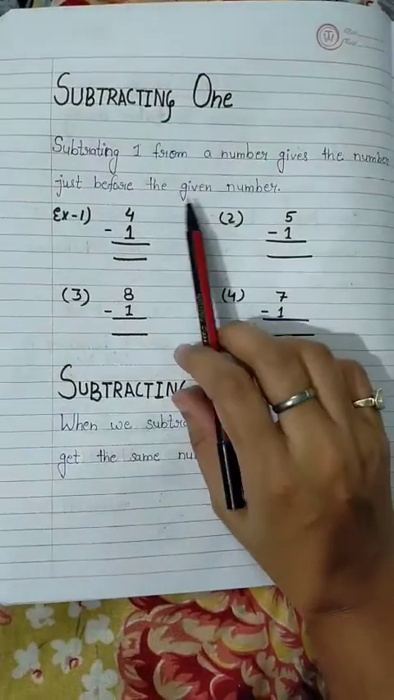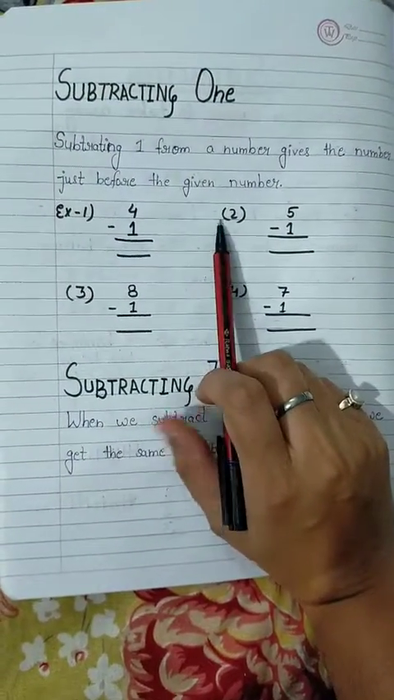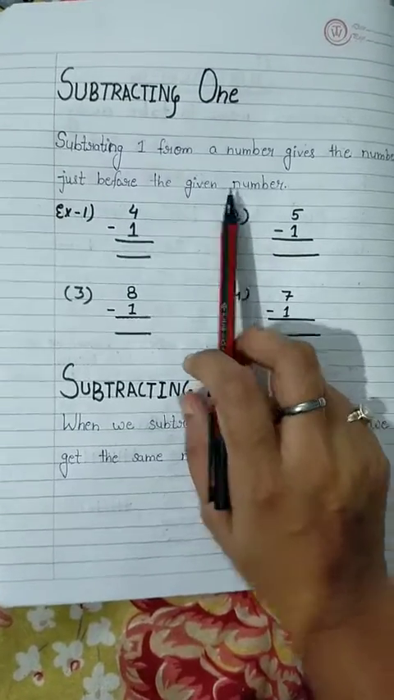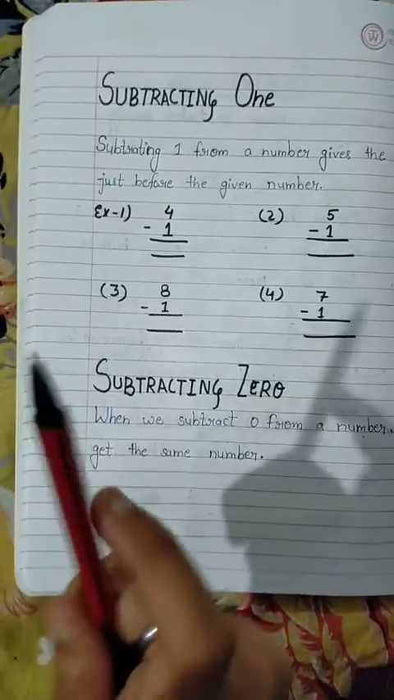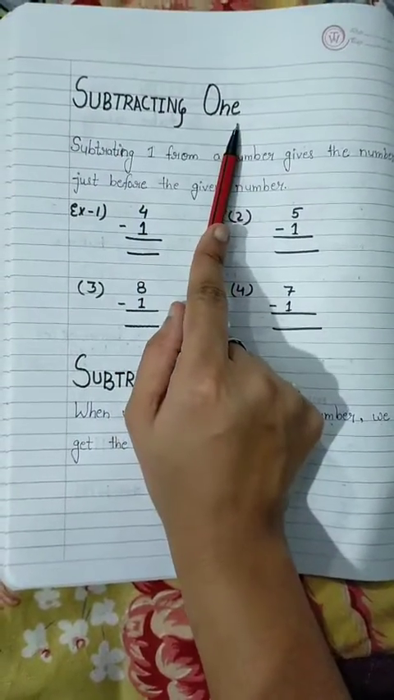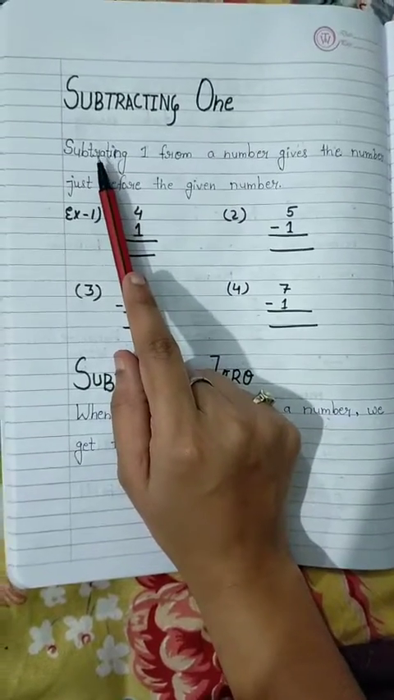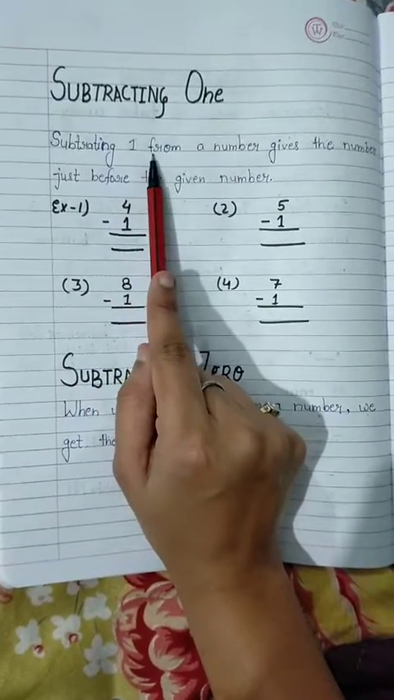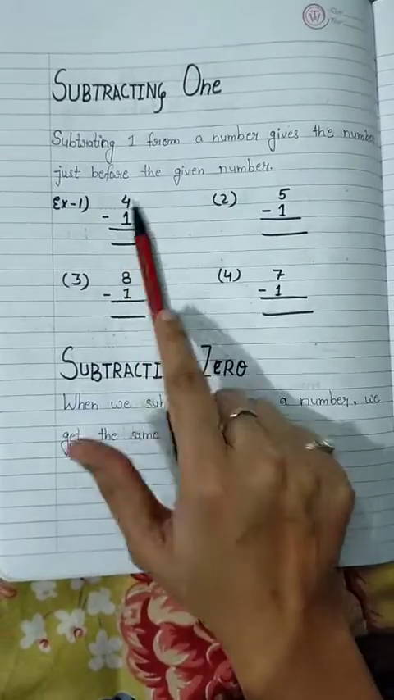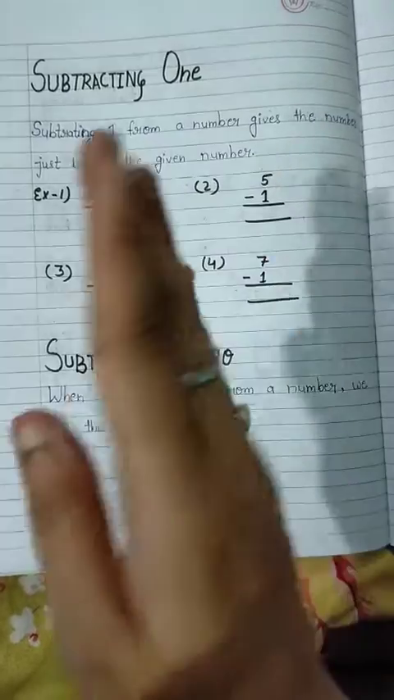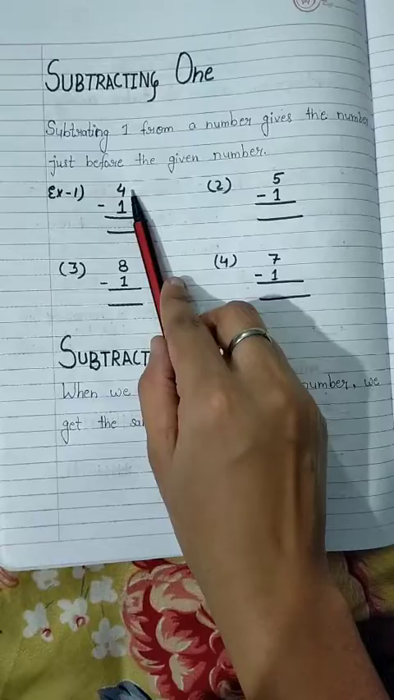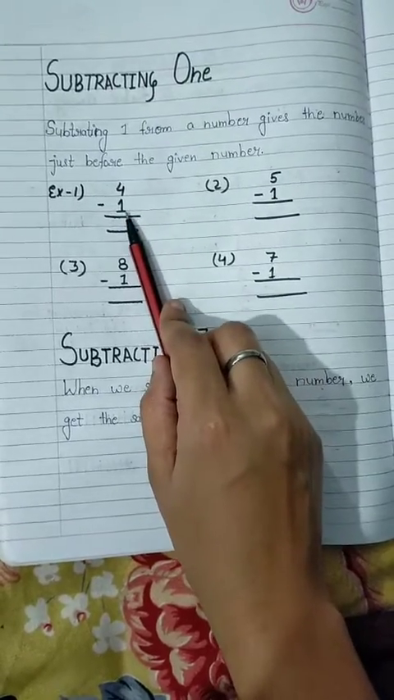Hello students, in my previous video I taught you how to subtract numbers within 10. Now the next topic of subtraction is subtracting 1. So students, when we subtract 1 from a number, it gives the number just before the given number. For example, 4 minus 1.